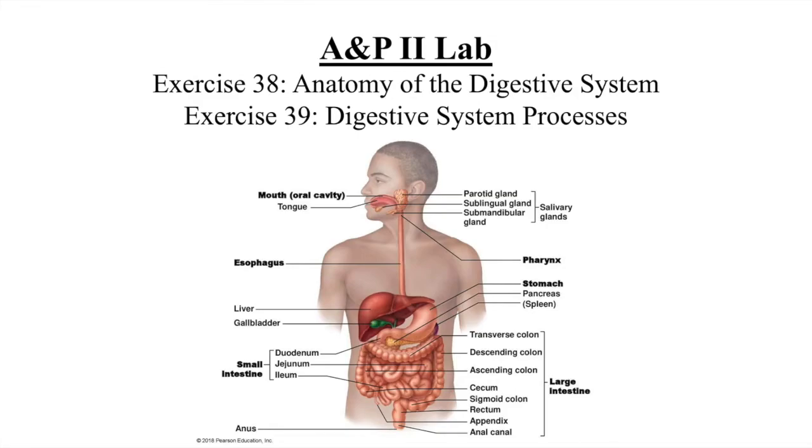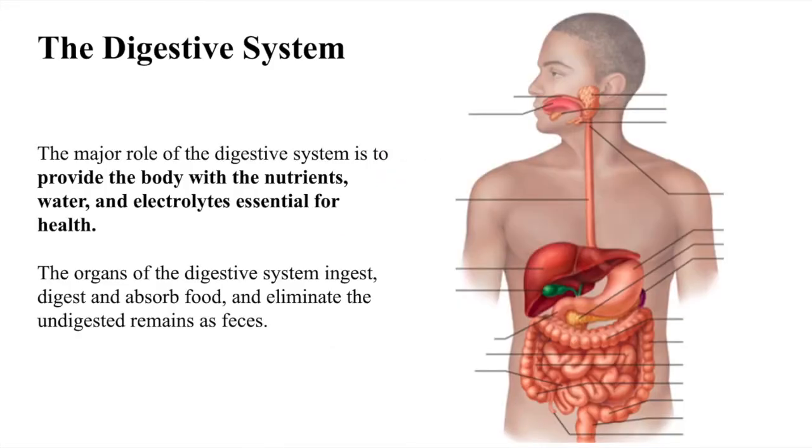This week in lab, we'll be completing Exercise 38, Anatomy of the Digestive System, and Exercise 39, Digestive System Processes. The major role of the digestive system is to provide the body with the nutrients, water, and electrolytes essential for health. The organs of the digestive system ingest, digest, and absorb food, and eliminate the undigested remains as feces.